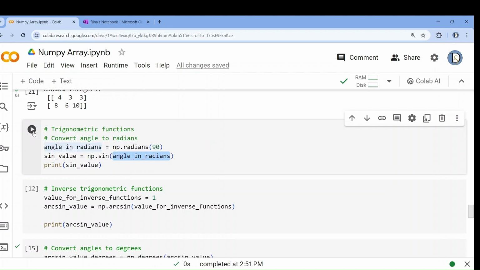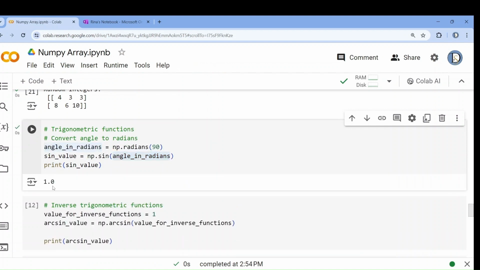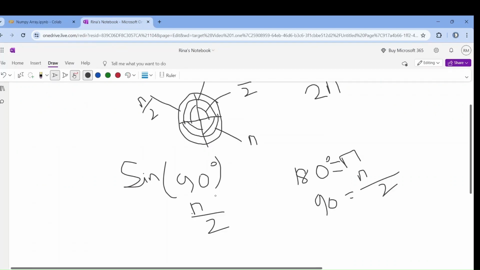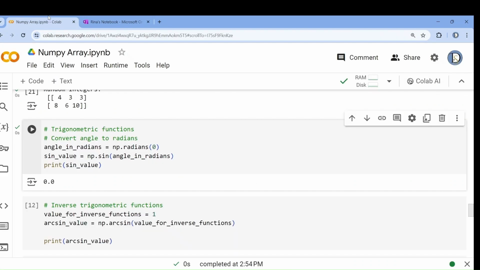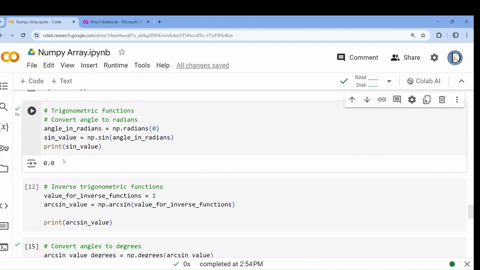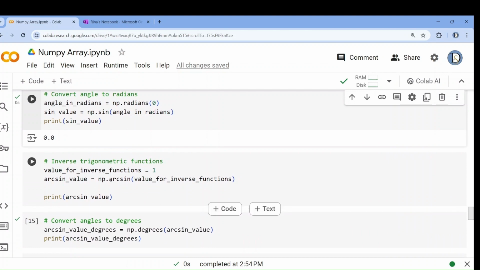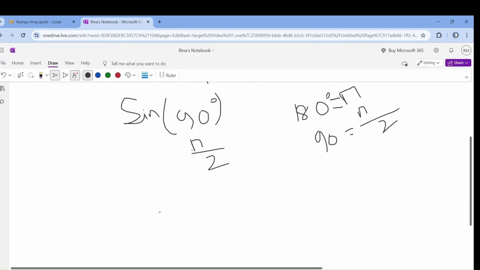Now if I calculate the sine value, it will show me sine of 90. You know the value of sine 90, that is 1. What is the value of sine 0? It's 0. We will check: 0 converted into radians, np.sin of radians, that means 0.0. Clear? So you understand this one? This is what is happening in the background, and you just calculate these things in a single line by using a NumPy array. Fine. Now the value for inverse functions. You know inverse functions?